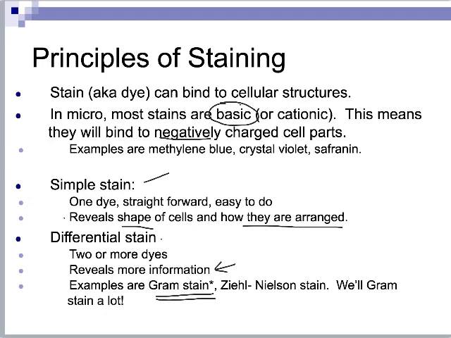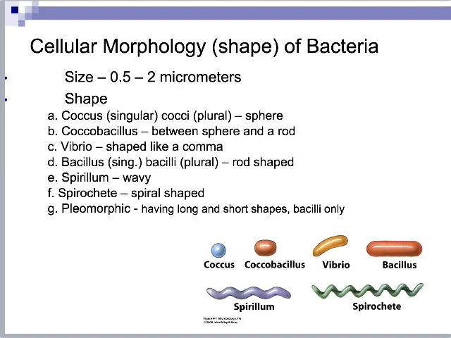This Ziehl-Neelsen is actually an acid-fast stain. Whoops, that's supposed to say acid. An acid-fast stain. So we'll only do gram staining. That's the main kind of differential stain we'll do in class. You'll be experts at it by the time it's over.